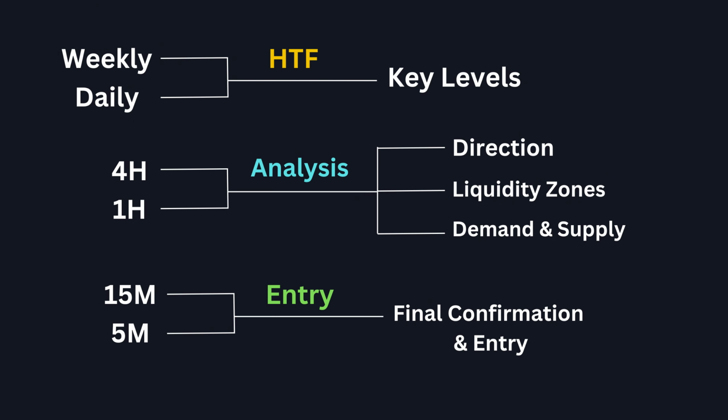We start from higher time frame, as here first we have weekly and daily time frame, where we highlight the key levels of market structure. Then we zoom into 4-hour and 1-hour to do our technical analysis, like identifying market direction, liquidity zones, and supply and demand areas on the chart. Then we move into the 15-minute or 5-minute for extra confirmation, like any change of character or any solid entry reason. And then we execute our trade with full confirmation. Now let's move to the real chart examples and understand these concepts practically.